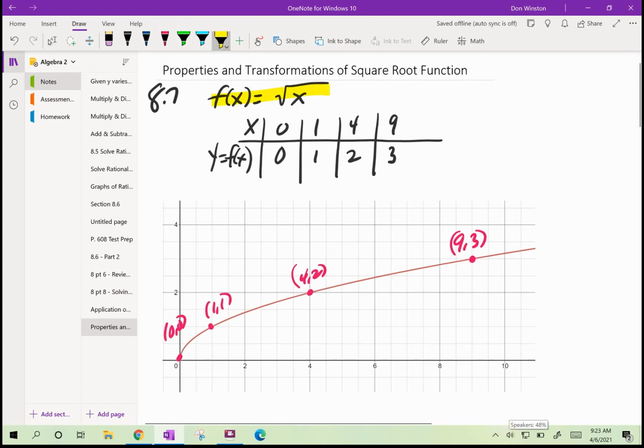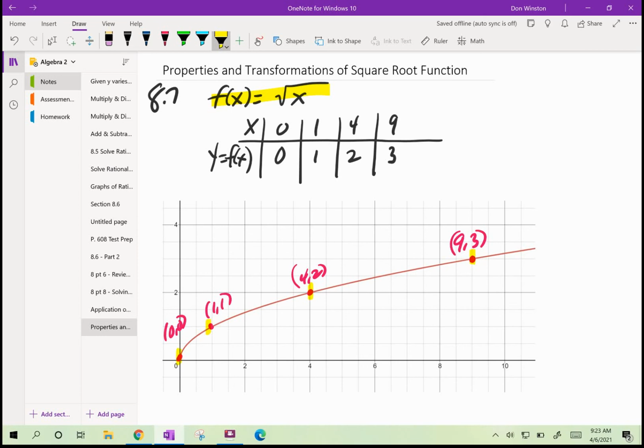F of x is equal to the square root of x. When x is 0, I get y is 0. When x is 1, I get y is 1. The square root of 4 is 2, and the square root of 9 is 3. So when I graph it out, it graphs like that there. At 0, I have 0. At 1, I have 1. At 4, I have 2. At 9, I have 3.